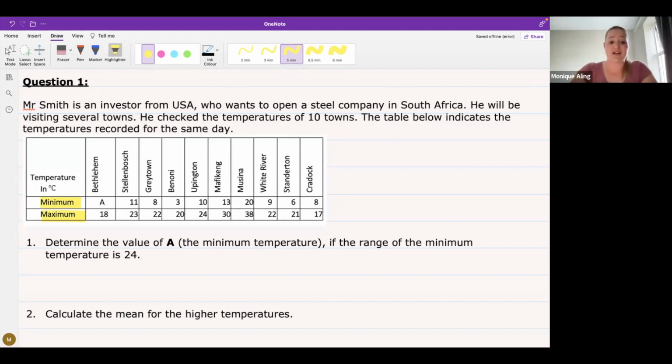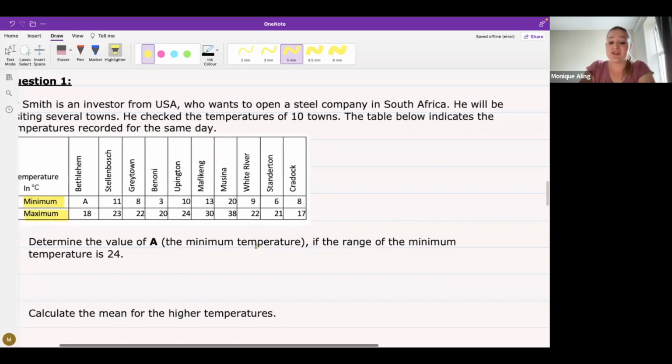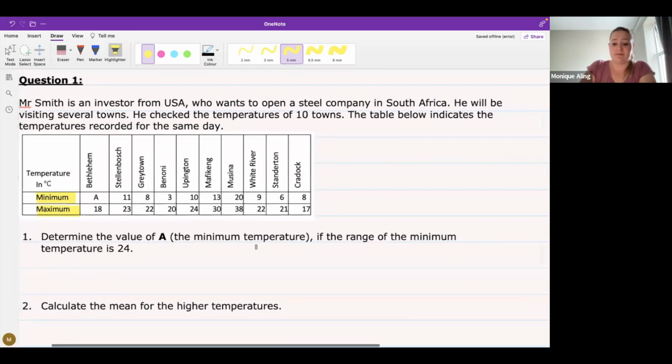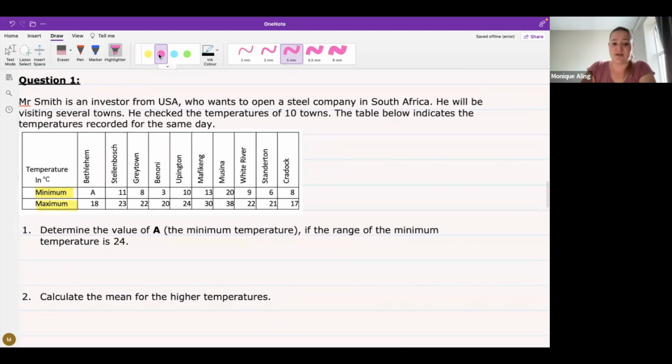So now let's look at question 1. It says, determine the value of A, which is the minimum temperature, if the range of the minimum temperature is 24. Okay, so let's just quickly take a moment. We need to work out A. They've asked us to work out A, but they've given us the range. Normally, we have to work out the range. Normally, we have to say range is equal to highest minus lowest. But now we don't need to do that because they've given us range.